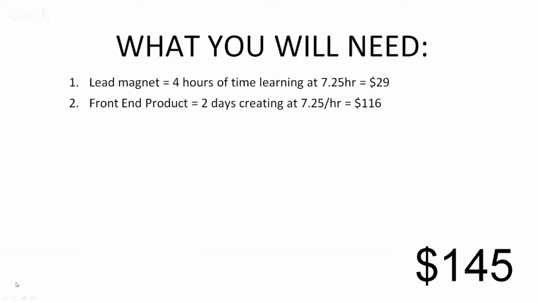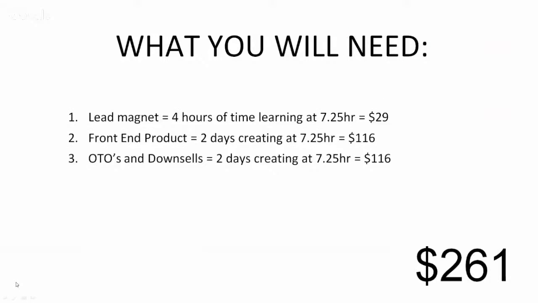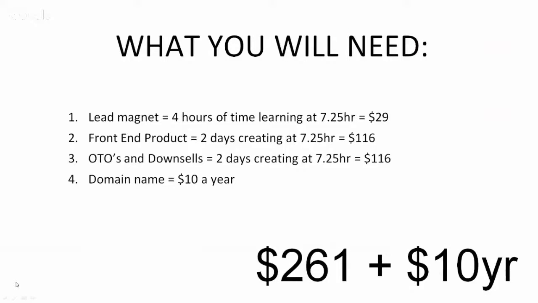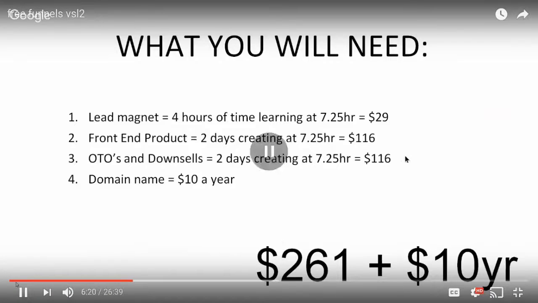You're up to $145 of your time, right? OTOs and downsells. You take another 2 days to create some OTOs and some downsells. That's $7.25 an hour. That's another $116. You have now spent $261 of your time, right? Keep in mind, we're working at minimum wage prices. Anyone who's tried to do this stuff I'm talking about in this video knows that I am under exaggerating. I am being very conservative with how long it takes to figure out how to do this.